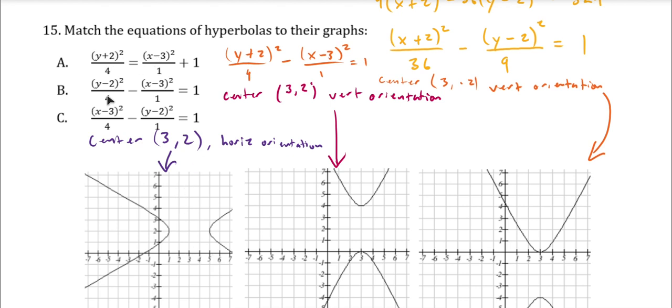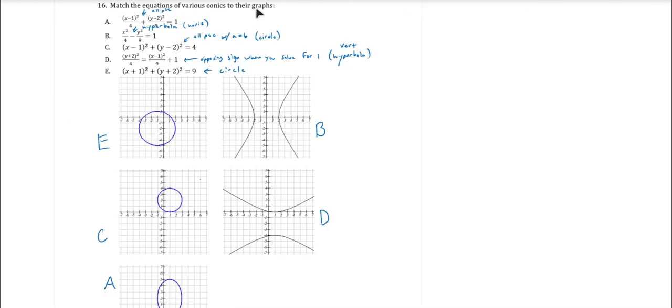B also has vertical orientation, but its center is at 3 positive 2. And C has horizontal orientation, making it this of the three. For 16, we're supposed to match equations to their conics graphs.